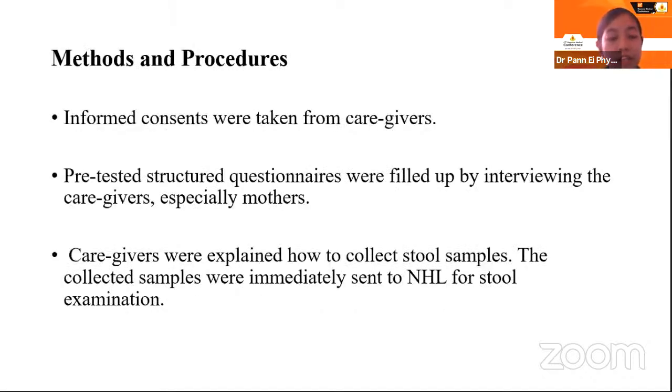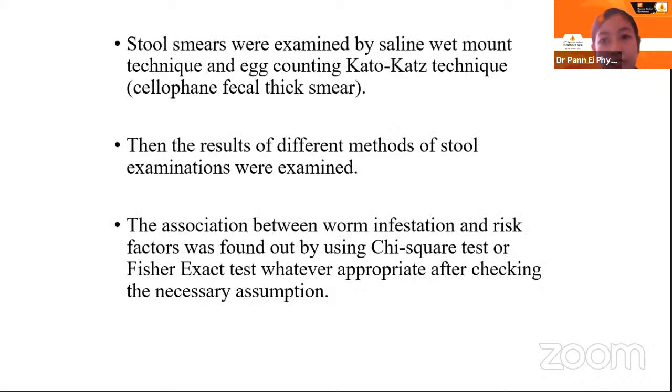Methods and procedures: initially, informed consent was taken from caregivers. Questionnaires were filled by interviewing the caregivers, especially mothers. Then caregivers were explained how to collect stool samples. The collected sample was immediately sent to the National Health Laboratory for stool examination. Stool samples were examined by saline wet mount technique and a concentration technique called cellophane fecal smear. Then the results of the different methods of stool examination were compared. The association between worm infestation and risk factors was found out using the chi-square test or Fisher's exact test, whichever was appropriate after checking the necessary assumptions.